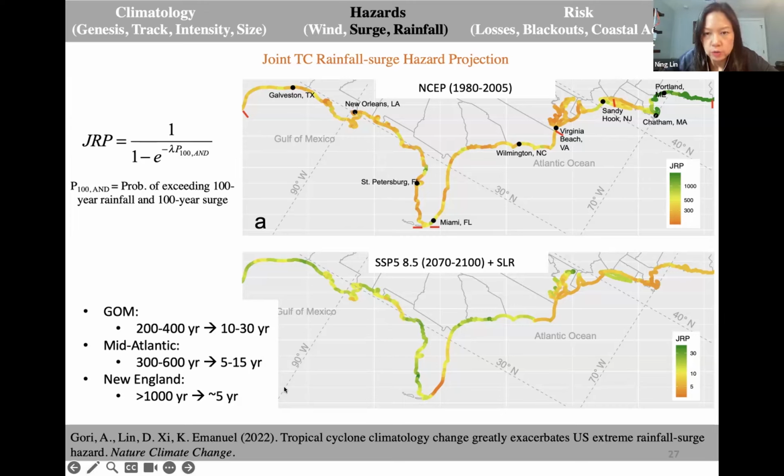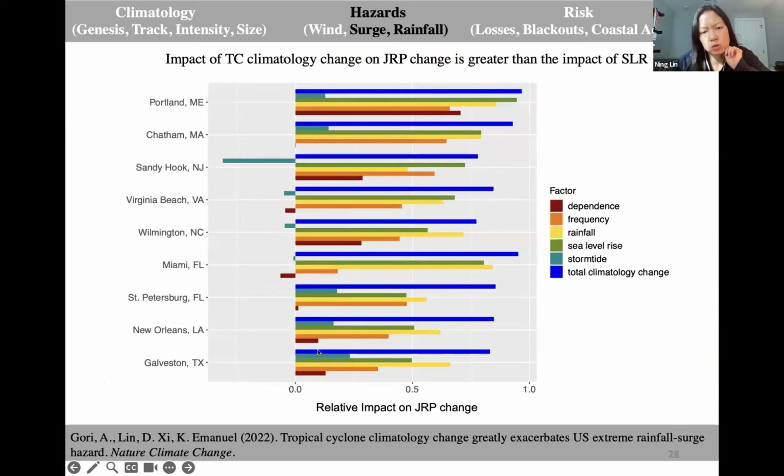So this is a big change, and I want to also note that we use the Emanuel model, which predicts its frequency will increase. So that's a dramatic change due to the storm frequency change and storm intensity change. Specifically here we show contributing factors for different locations from different factors. The blue bar is the total climatology change, including storm surge change, rainfall change, frequency change, and the dependence between the two hazards changes. Sea level rise is green. You can see that when we look at this joint rainfall surge hazards metric, the total storm climatology change is actually higher than the effects of sea level rise, because of the large driver of the rainfall increase in the future climate.